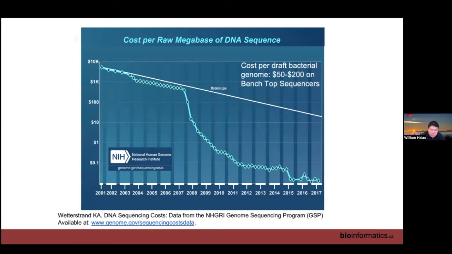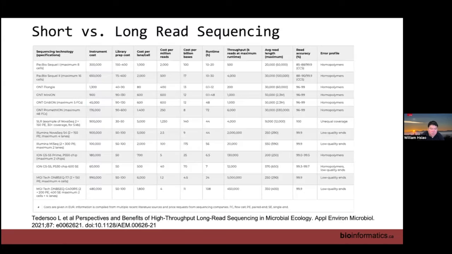And this is, I think many of you probably have seen this diagram before, but you can actually go to the genome.gov website, and it will show you how the cost of sequencing has dropped significantly over the years. And right now, a draft bacterial genome can be generated for between $50 to $200, depending on your setup, and potentially cheaper too if you're just considering the sequencing cost.